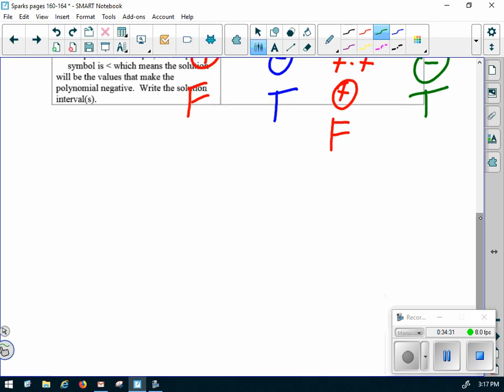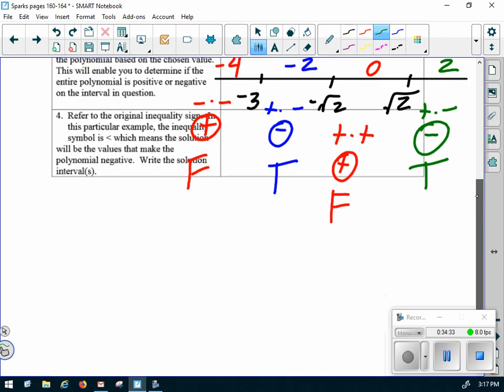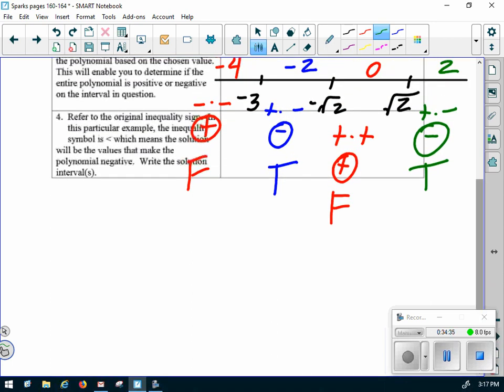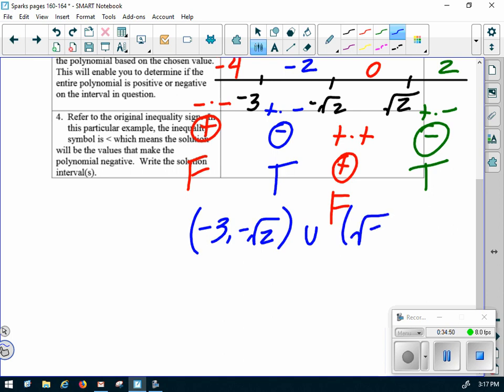How do I write my answer? True. -3 to -√2. And we already said we were going to have parentheses. And where? There you go.